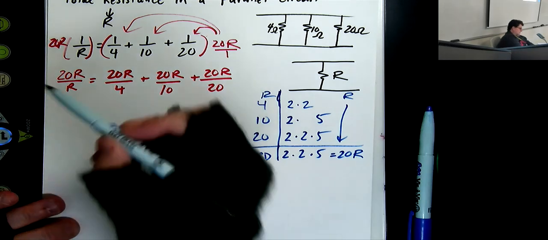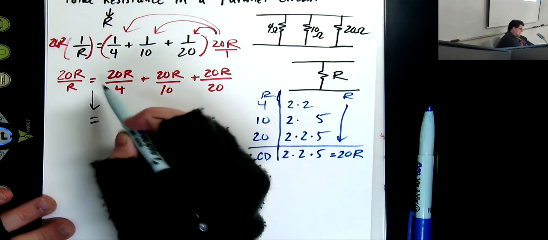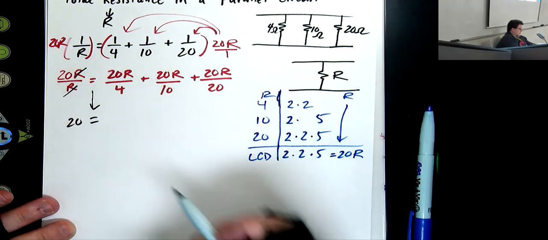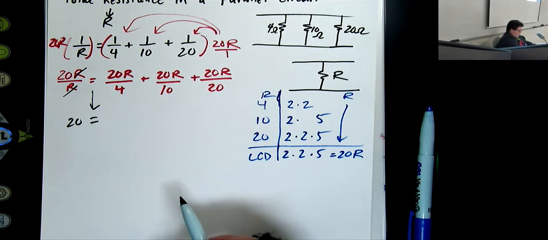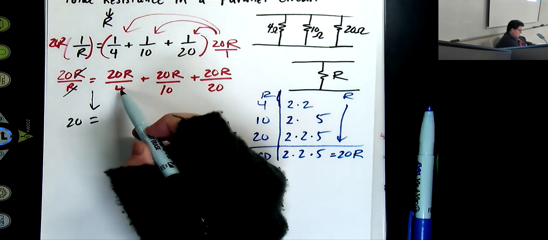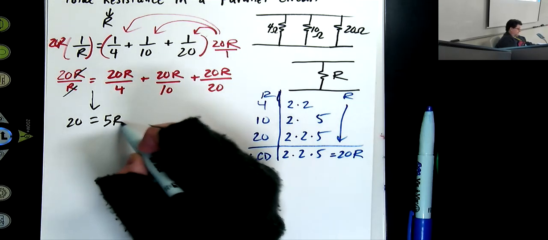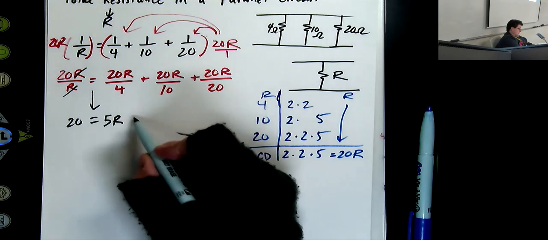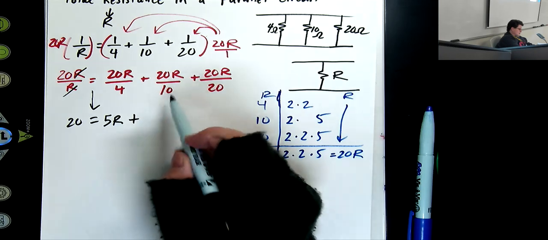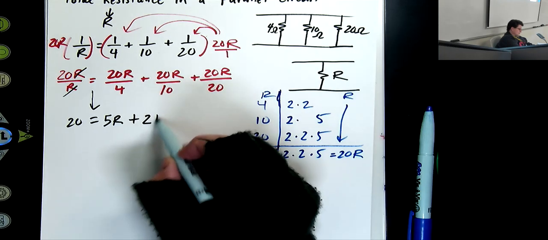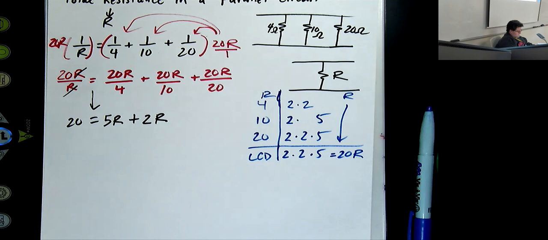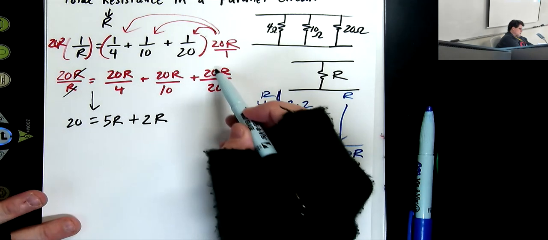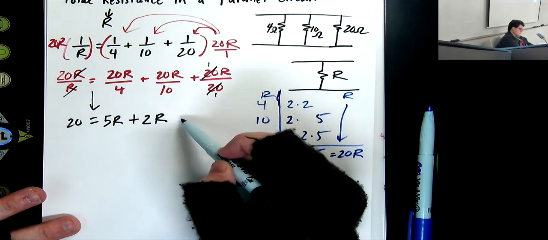All right, so let's just go through them. On the left side, I can cross off the R's and I'm left with 20. This one, 20 divided by 4 is 5. We still have the R, and we got our plus. 20 divided by 10 is 2, and we still have our R. And the 20s cancel out, and we just have 1 R here.